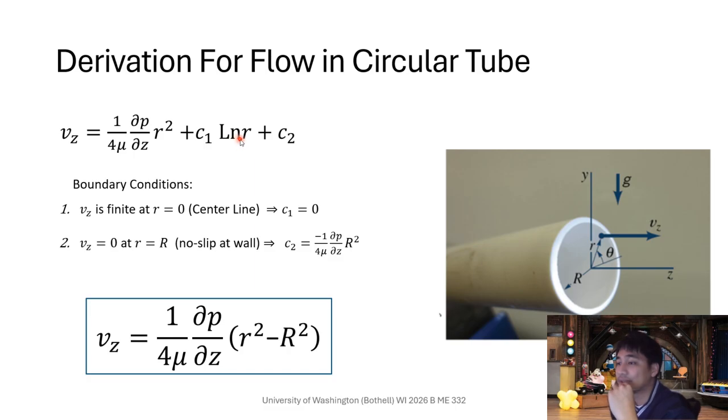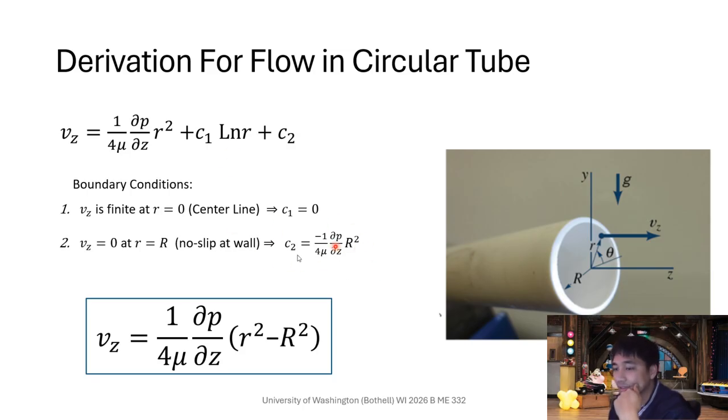But to be a finite velocity, you need c1 equal to 0 to get rid of this, right? So once you get rid of this, you can plug in ln of 0 in your calculator and see. That is why c1 has to be 0. And once you know c1 is 0, you can plug in that c1, and then you can solve for c2.